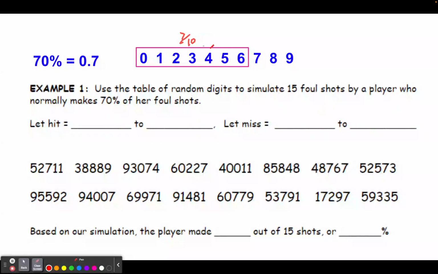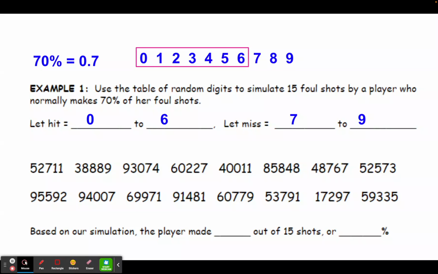7 out of 10 is 70%, and that leaves me with 3 out of 10. The numbers in that group of 7 represent success, which means she hits a foul shot. The other group of 3 represents failure, where she misses a foul shot. So when we set up our plan, we'll say let a hit equal 0 to 6 and let a miss equal 7 to 9.